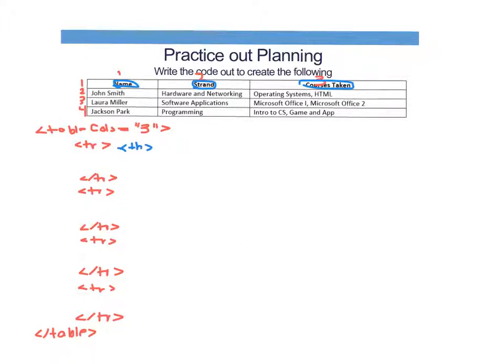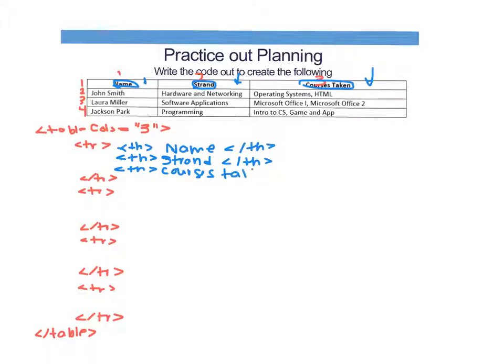And then if I look, the first cell in that first row right here has the word name. So I'm going to write name and then close off that cell. The next cell has the word strand, and then close off that cell. And then the next cell has courses taken. So again, a header cell, and it says courses taken. And then I can close off that cell as well. So I have now coded the first row in full.